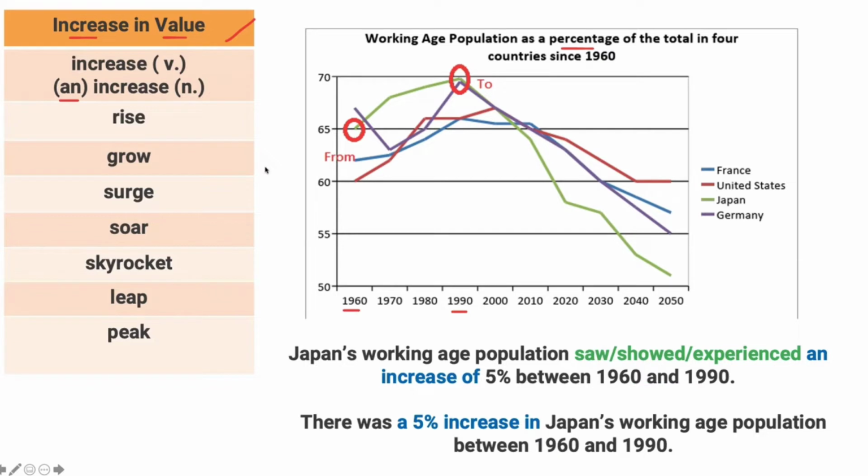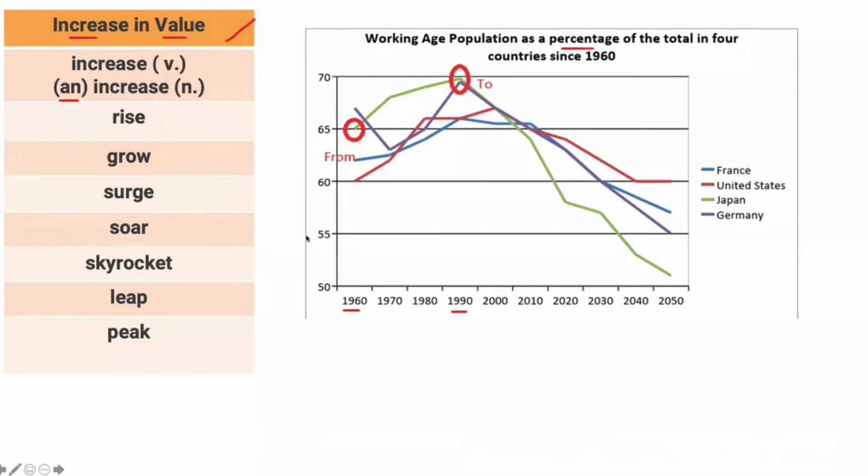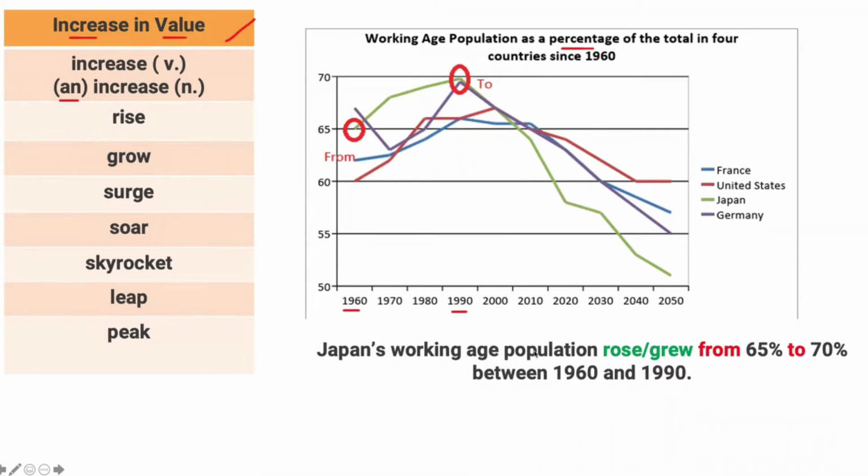Now, you definitely don't want to be using the same word all the time. So right now we've looked at increase as a verb and increase as a noun. Let's look at some other examples. If I pull up this sentence here, we see Japan's working age population rose from 65% to 70%, or you could also say Japan's working age population grew from 65% to 70%.